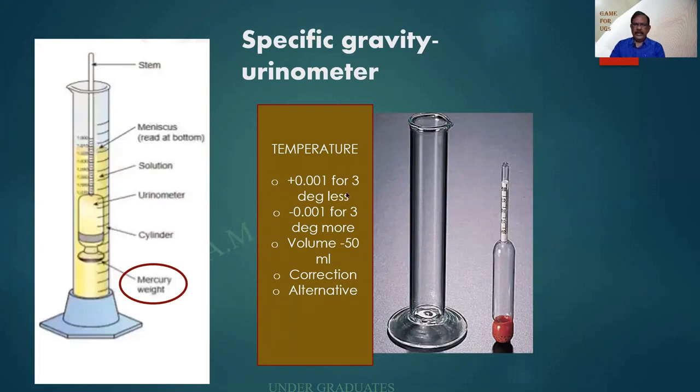There is always a correction for it. For every 3 degrees less in the temperature, you will have to add 0.001 to the specific gravity. For every 3 degrees more, you will have to reduce 0.001. The normal volume that is required is about 50 ml. But if the patient is passing only 25 ml, then 25 ml of distilled water is added, and the specific gravity that is obtained is finally multiplied by 2. There is a correction in this range.